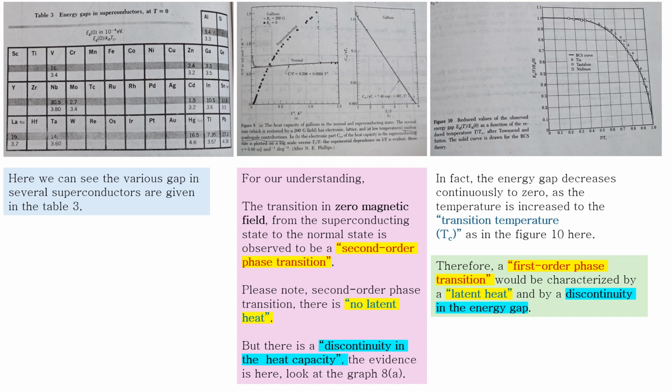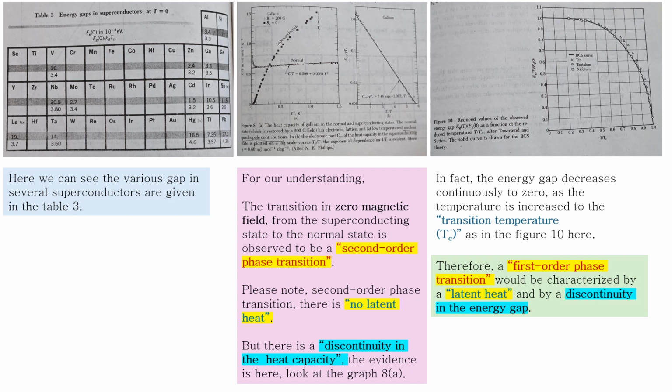In this case, specifically, here we can see the various band gaps, the energy gaps in several semiconductors and several superconductors, given in the particular table. I don't want to go too deeply into the energy band gap of the superconductor at the transition temperature T equal to 0.